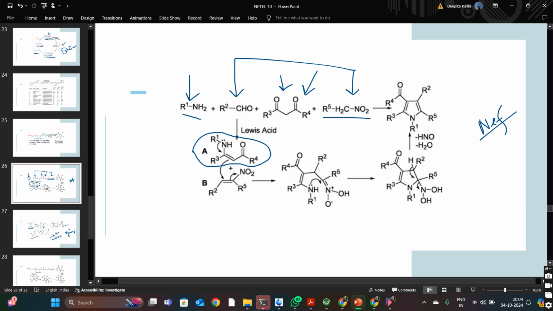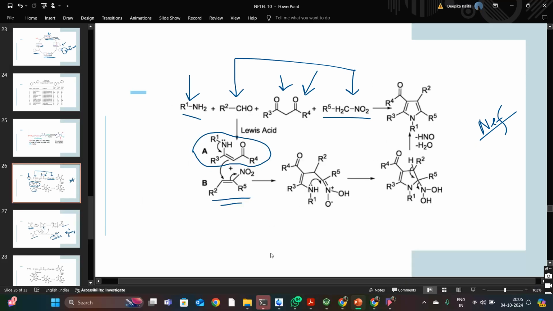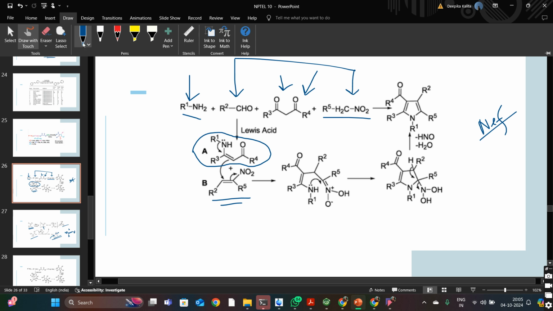So if we go back to the reaction, the Henry reaction will give you the fragment B by the reaction of aldehyde and nitroalkane, and the amine and diketone is going to give you the enamine intermediate A. And now the nitroalkene and the enamine will undergo reaction to give us this amine intermediate, which is shown here.